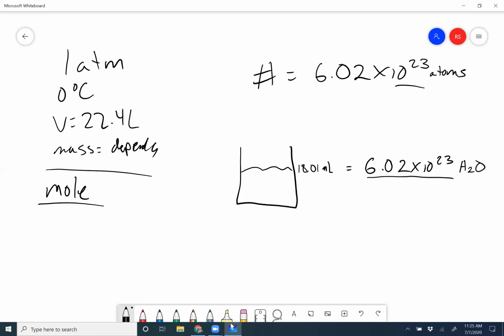That's how many things were inside of it, according to Avogadro. And again, for perspective on this number, if we talked about money, if I gave you this many pennies, that would equal 6.02 times 10 to the 21st dollars.